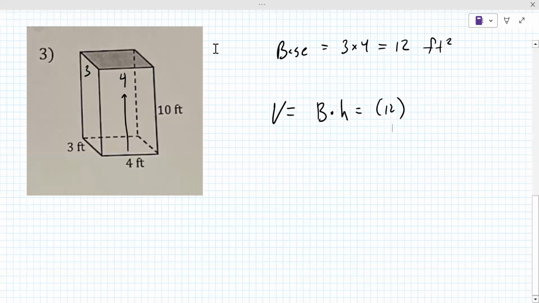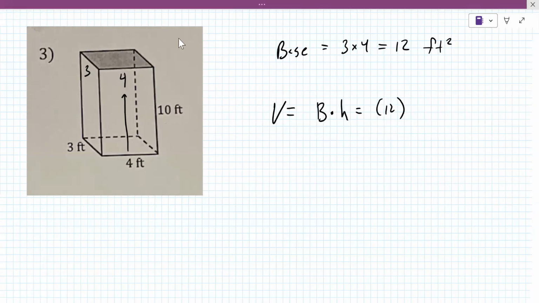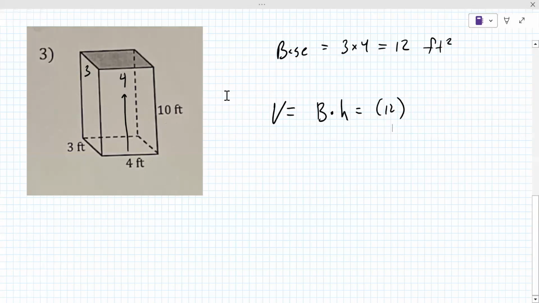What is the height in this problem? The height is 10. It is 10 in this problem. Give me the final answer with the correct units. 120 feet cubed. Yes. Good.